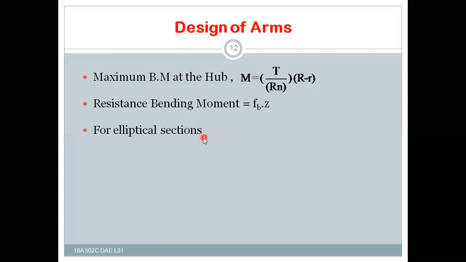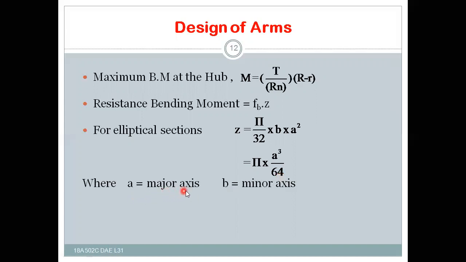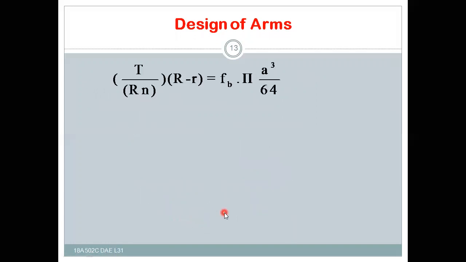So for an elliptical cross section, the section modulus Z is equal to pi by 32 into B into A square. As we are already aware that B is equal to A by 2, if you substitute B equal to A by 2, then we get pi into A cube by 64. This is the section modulus for an elliptical cross section, where A is the major axis and B is the minor axis, assuming A is equal to 2B.